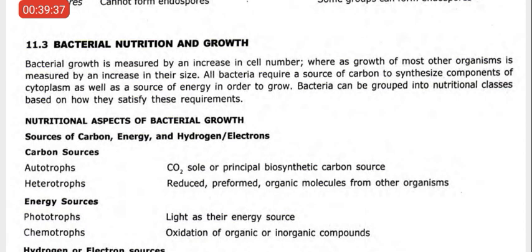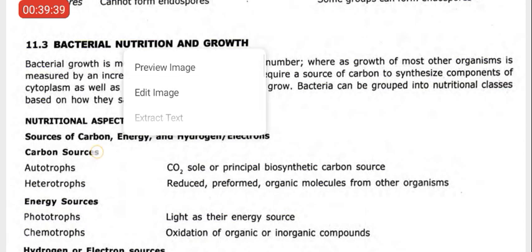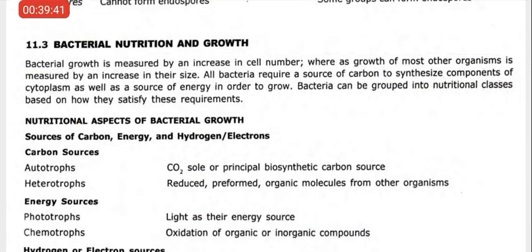Microbiology portion. So today we are going to start learning about bacterial nutrition and growth. Bacterial growth is measured by an increase in cell number, whereas growth of most other organisms is measured by an increase in their size. All bacteria require a source of carbon to synthesize components of cytoplasm as well as a source of energy in order to grow. Bacteria can be grouped into nutritional classes based on how they satisfy these requirements.